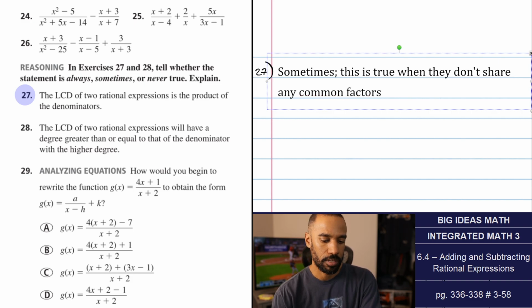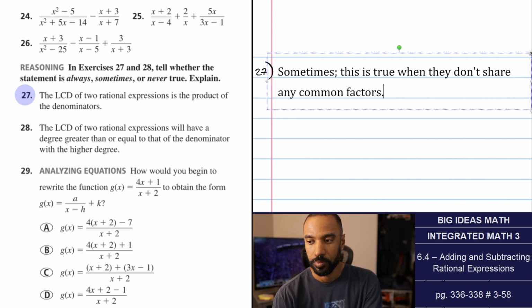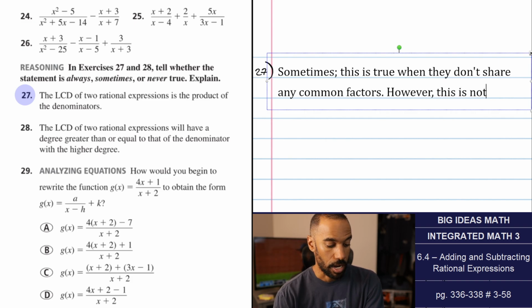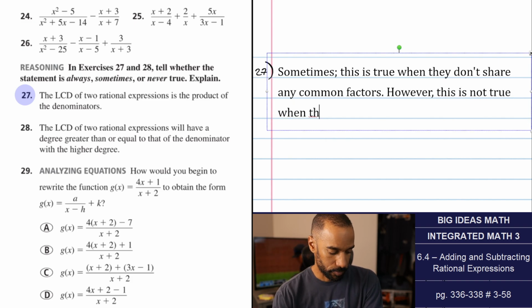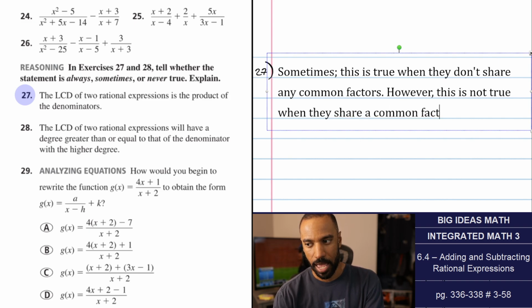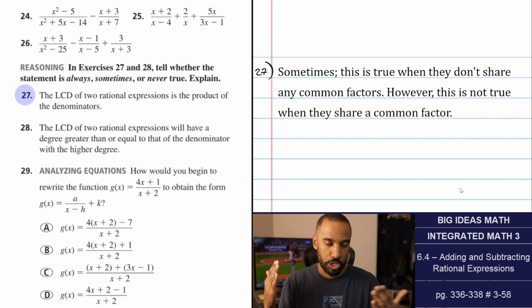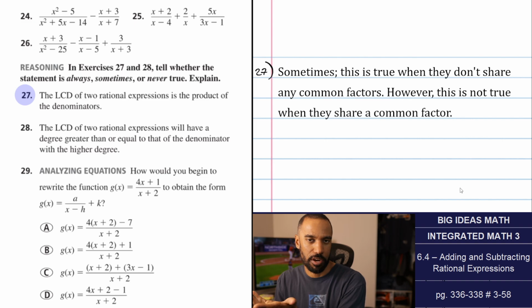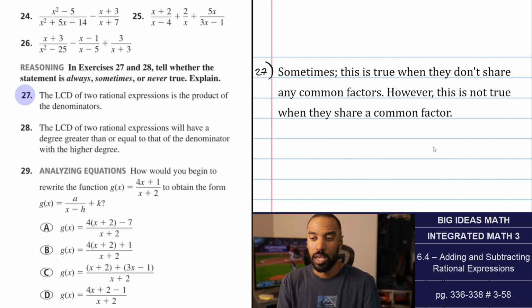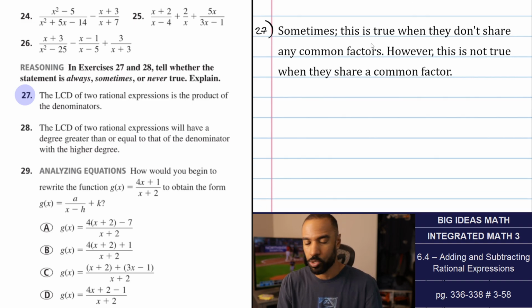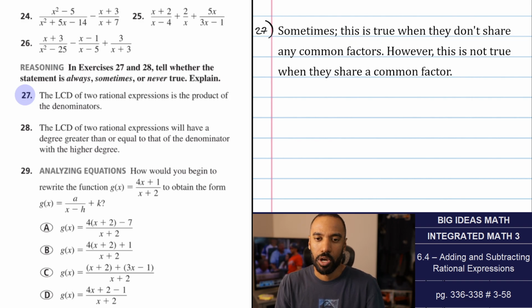Like x plus 2 and x minus 3, whatever. However, this is not true when they share a common factor. I mean, we just saw a bunch of those, right? x squared minus 25 had x minus 5 and x plus 5. It shared one with the x minus 5 that was there. So you don't just multiply the other side by x squared minus 25 and that one by that. So sometimes yes, sometimes no.